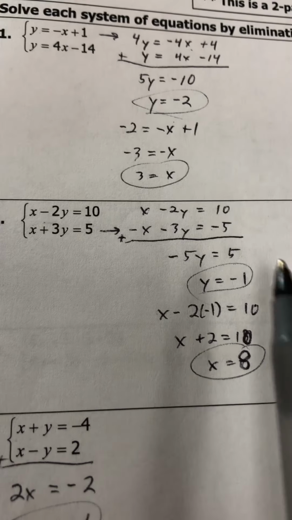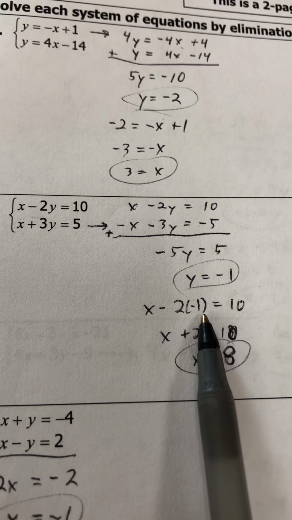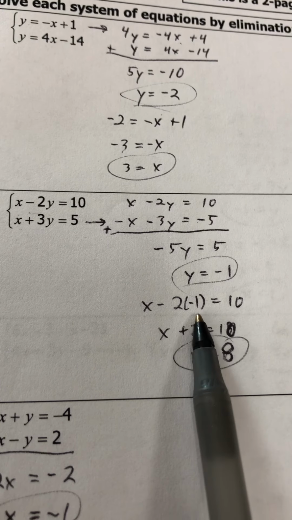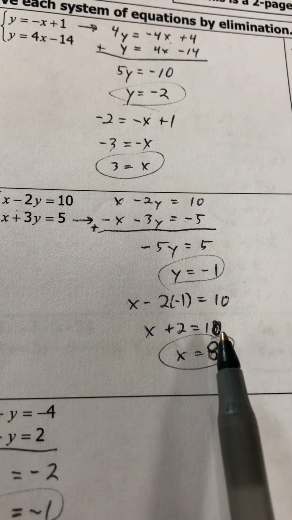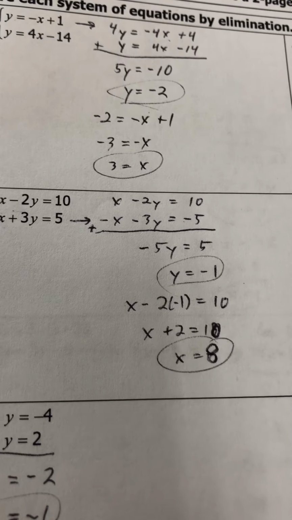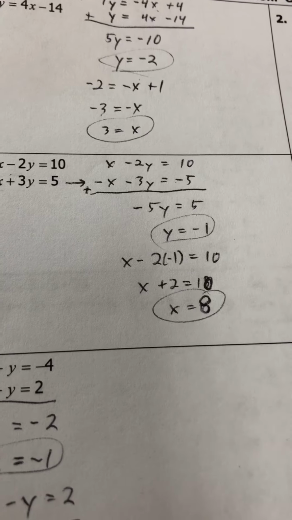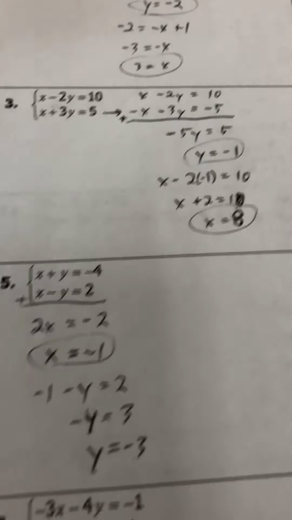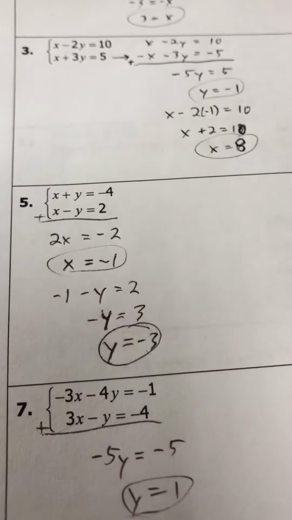I plug that y value into the first equation because that seemed the easiest to me. So negative 2 times negative 1 is a positive 2, and then I subtract 2 from both sides. That's an ugly 10 there, sorry. 10 minus 2 gives me 8, so x equals 8. So there's my x and my y.